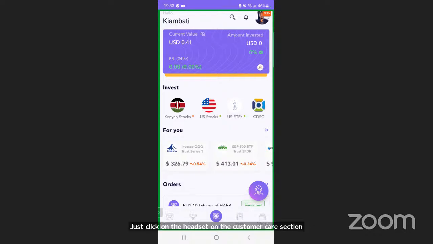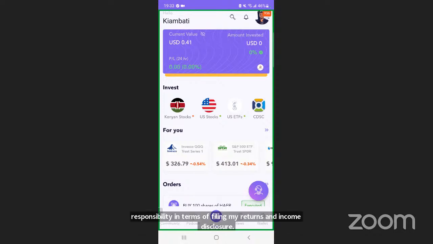And then, does trading stocks and earning dividends subject me to any extra responsibility in terms of filing my returns and income disclosure? So for dividends, they are cut at source, so you don't need to file anything.